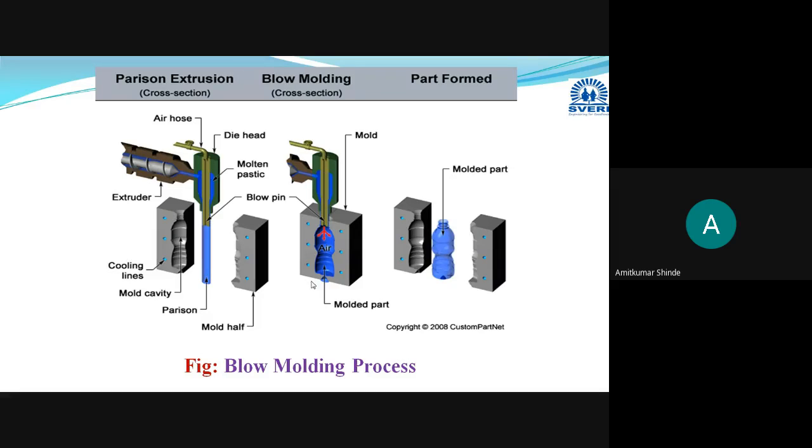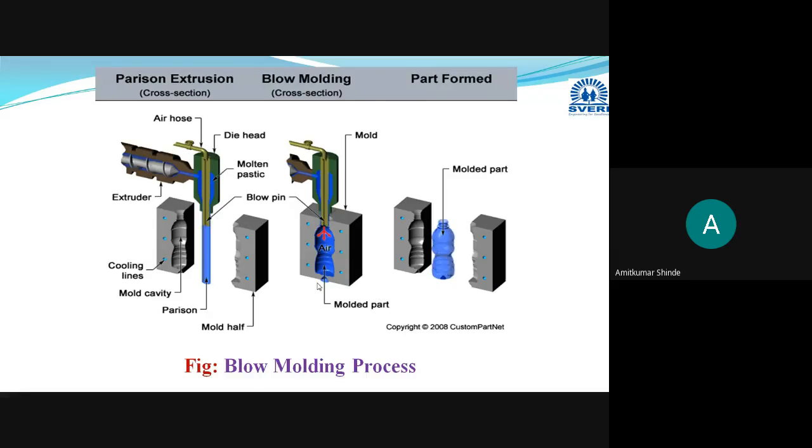Then what are the particular advantages and disadvantages of this method, and its applications according to its types. According to its types, I will tell you some products manufactured by each type. So we will start with the blow molding process concept. I will take a slight review of it.